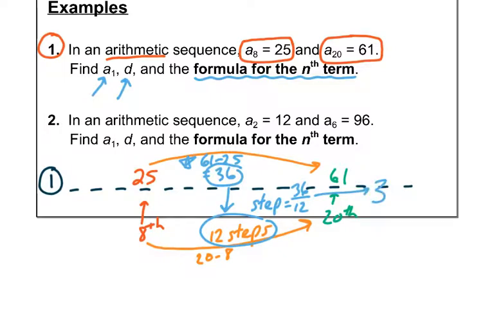Well, what does that mean? If every step was 3, what did we just find? And we found d. There we go. So again, what we did is we said, how far did I travel in the big picture from 25 to 61? How far was that?